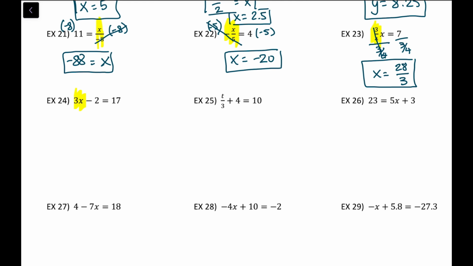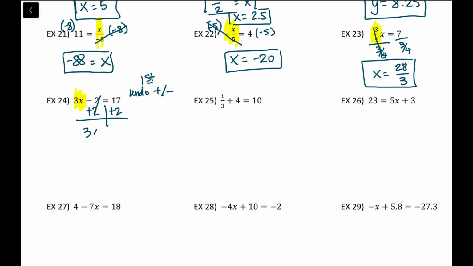Here's my x term. It has a 3 attached to it. But I also, on the same side, have a -2. So we need to get the x by itself first. So the way to do that is to move anything that's being added or subtracted. So first, undo addition or subtraction. So this one has subtraction. A -2, the opposite is +2 on both sides.